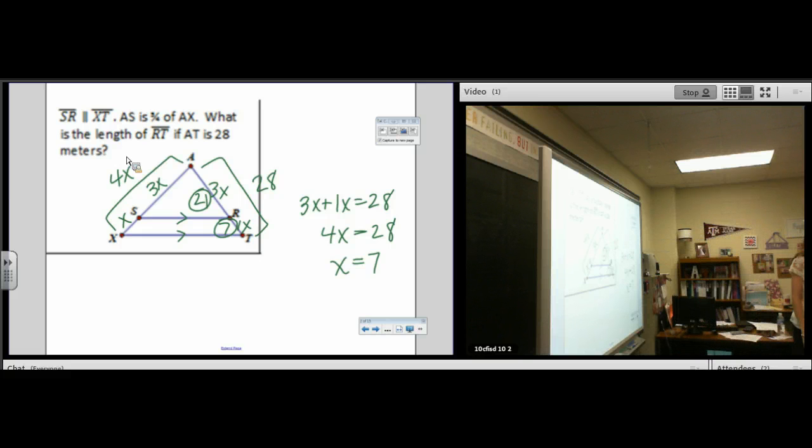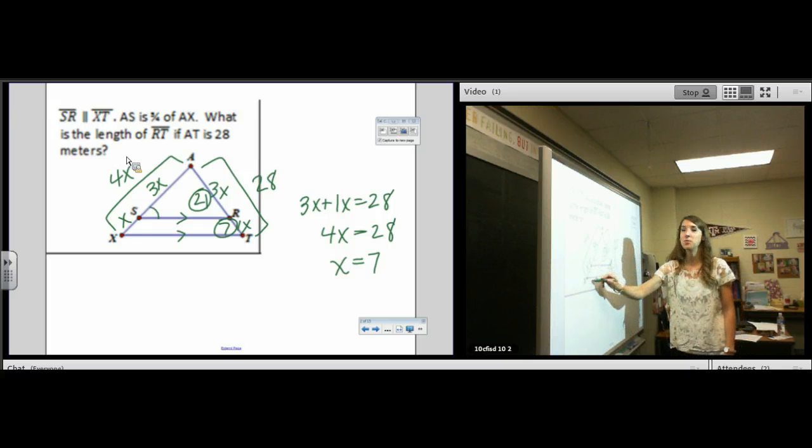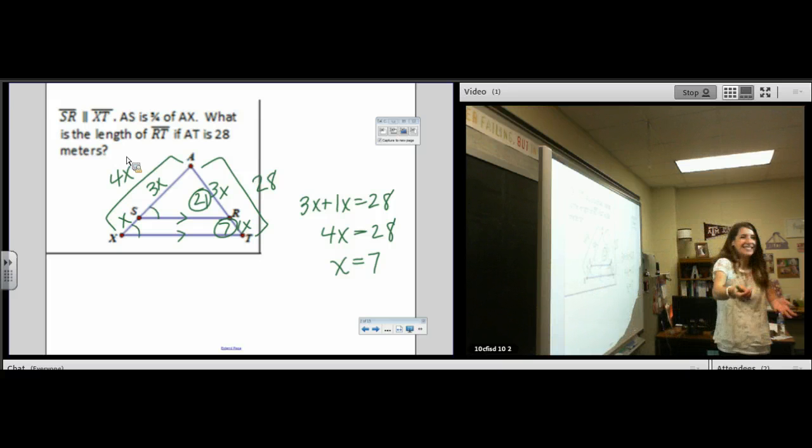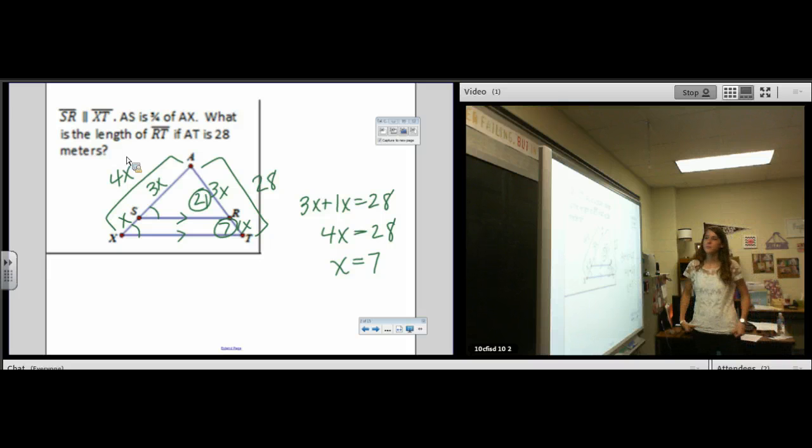Are they proportional because they're parallel? They're proportional because the triangles are similar, and the triangles are similar because these lines are parallel. So you've got corresponding angles. Okay, so by angle, angle, squiggly, they're similar. Angle, angle, squiggly.